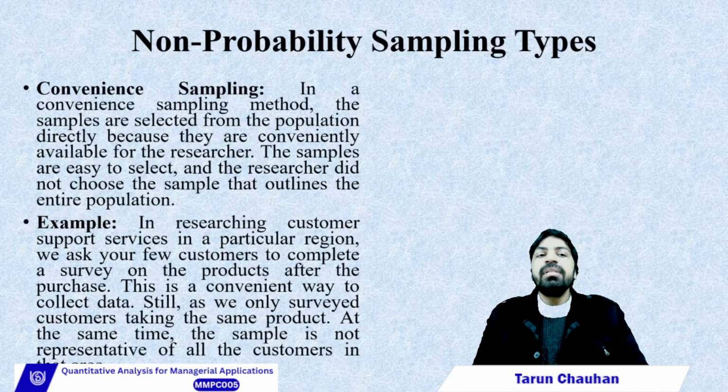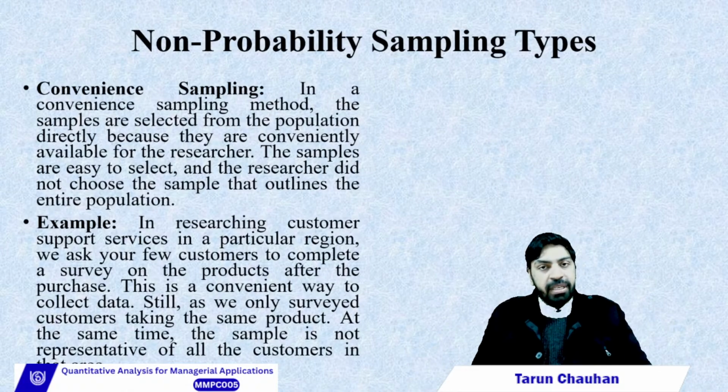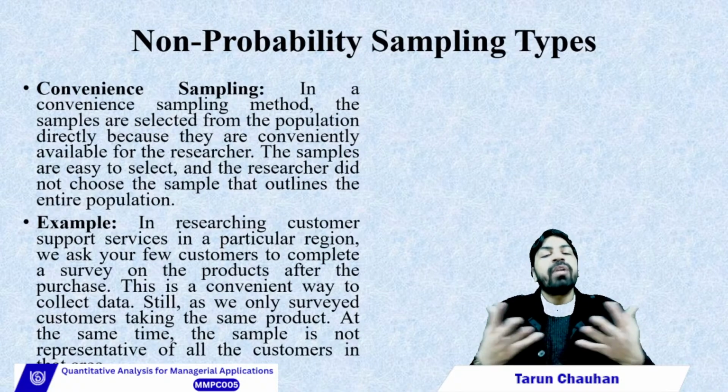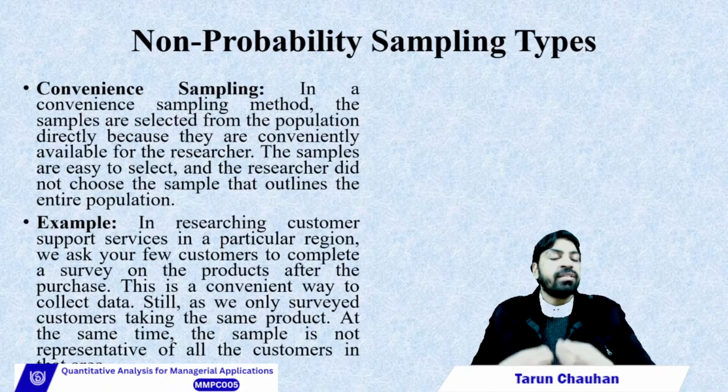The samples are easy to select, and the researcher does not choose samples that definitely outline the entire population. So it is not necessary to outline the population. It's just based on convenience, and it is very near to your place, or you go and collect the data. So let's take an example to understand this concept.